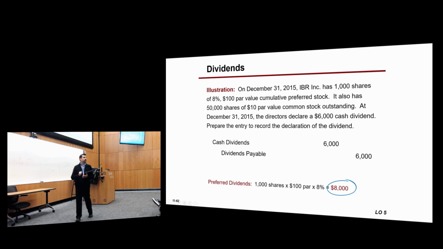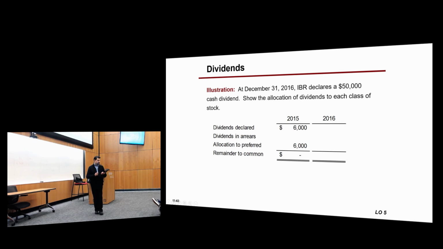The journal entry will be cash dividends and dividends payable. That's the amount, 6,000 to 6,000. Okay? This is how you record the journal entry for cash dividends. You debit cash dividends, you credit dividends payable. You haven't paid it yet.